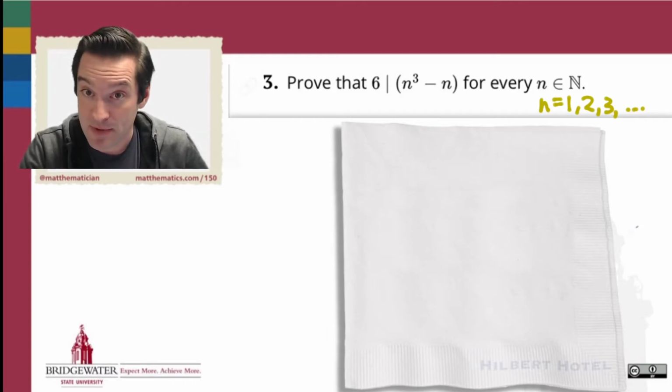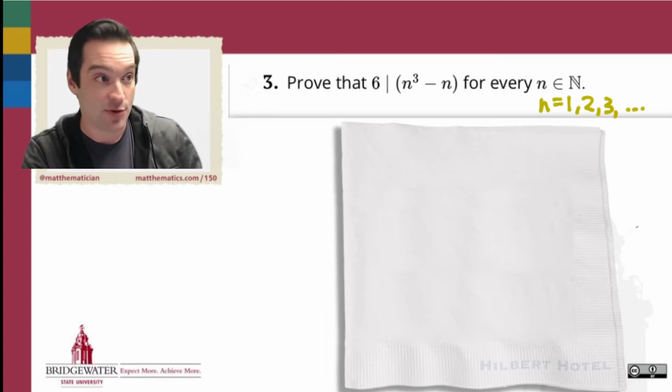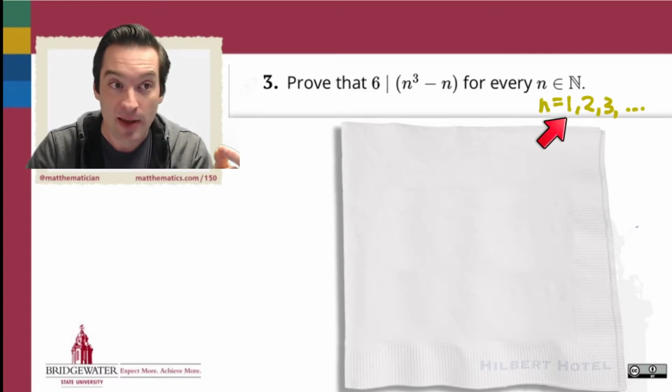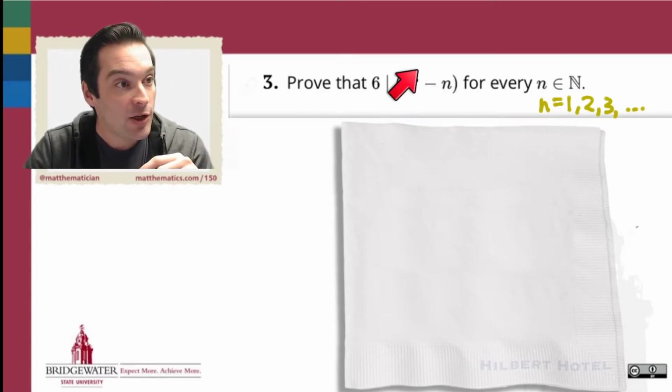So now we move from the realm of calculus and analysis into the realm of discrete math and number theory. So we're going to use induction to prove a claim about divisibility of natural numbers. And here the claim is that for every natural number n, so we're going to take that to mean n starting at 1, 2, 3, and so forth, that n cubed minus n is a multiple of 6.